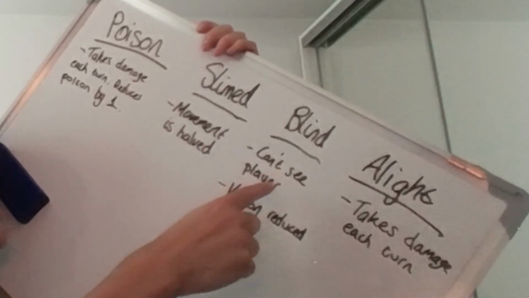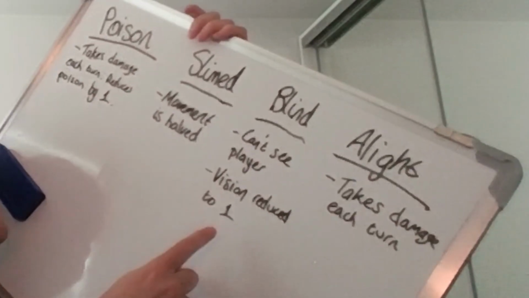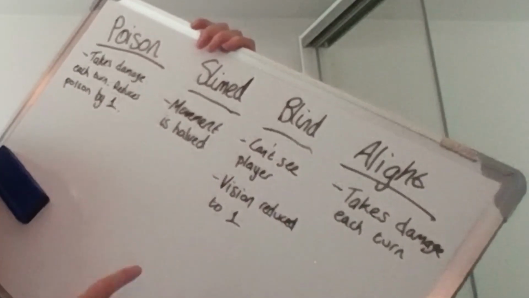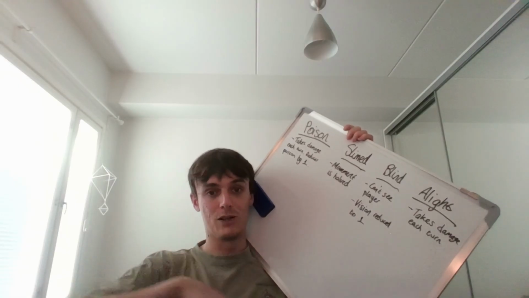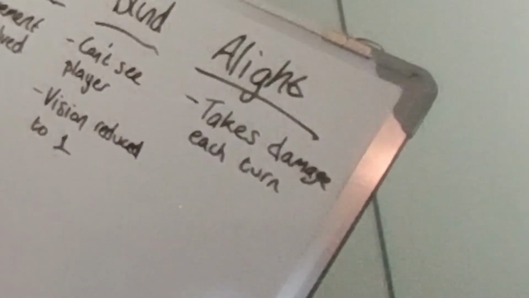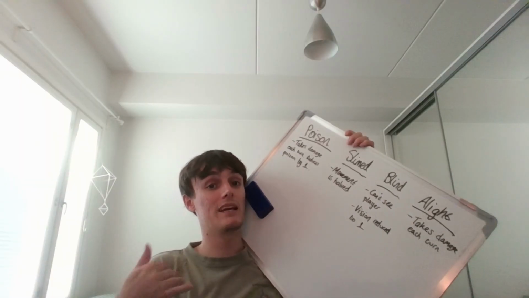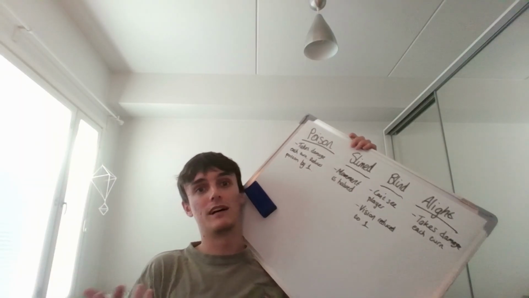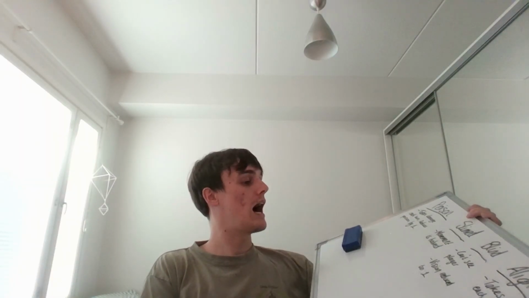Blind means the enemies can't see the player, and vision is reduced to 1 for the player, so they can only see the tile immediately around them. Alight, you take damage each turn, and I figure you can't stop being on fire unless you find some water. And that's what we're going to implement, so let's get into it.